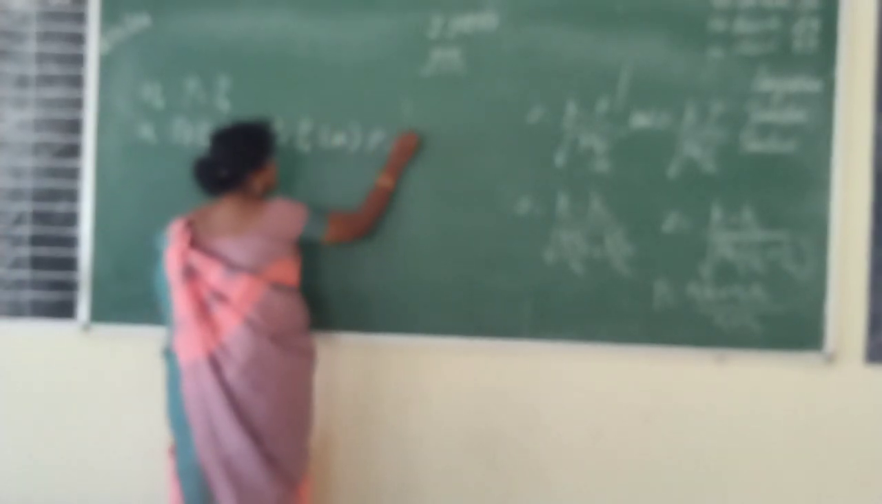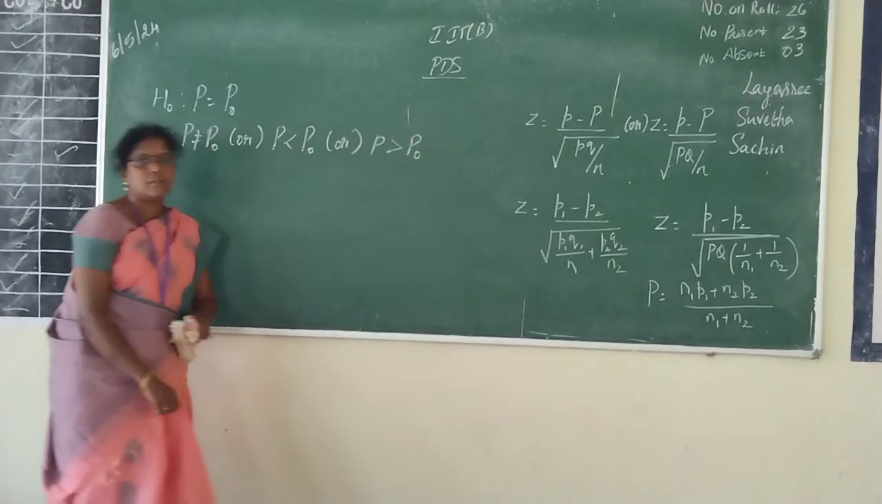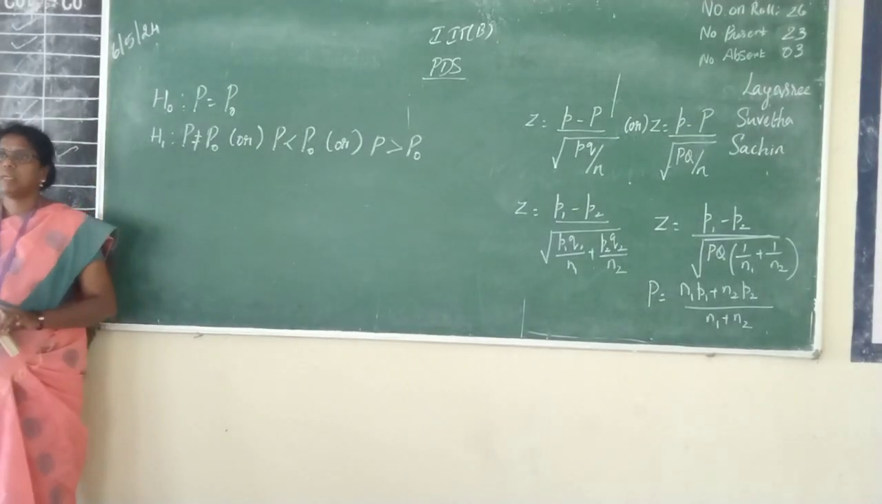According to that, let us change the H naught assumption. As usual, H1 will have three possibilities: P not equal to P naught, or P less than P naught, or P greater than P naught.